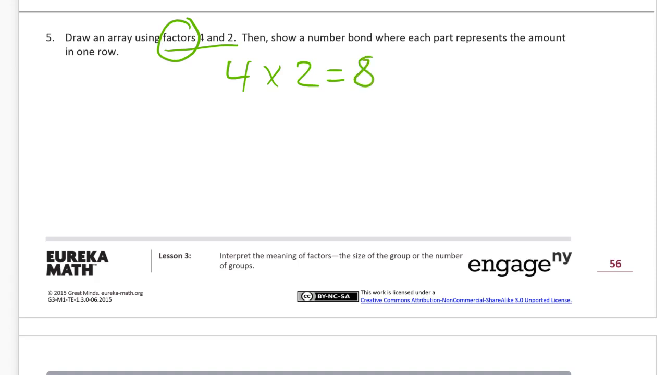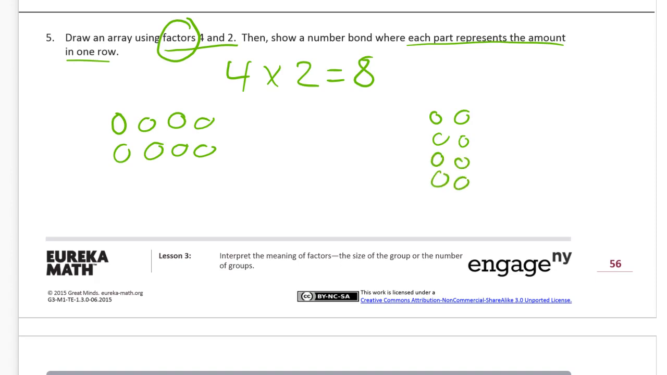Then show a number bond where each part represents the amount in one row. So first thing we're going to do is draw an array, and then we're going to draw a number bond. So the array, with factors 4 and 2, could either be 2 rows of 4, or you could have 4 rows of 2. Either one of these will work. And then show a number bond where each part represents the amount in one row.